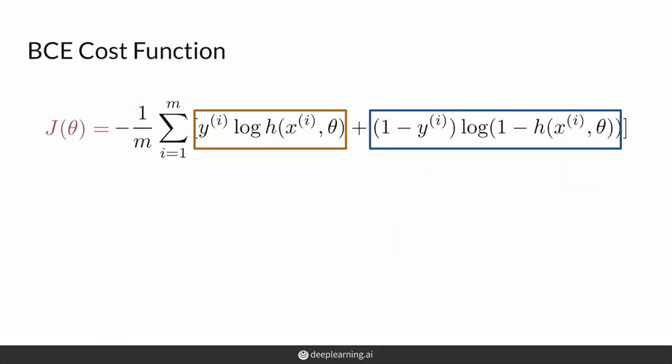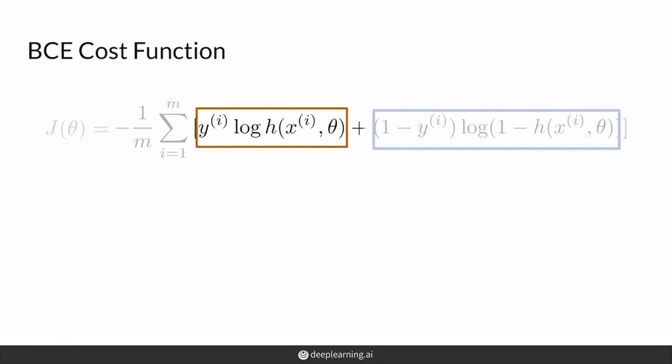In these brackets, you can break these down into two different terms. And so let's look at each of them. So the term on the left is the product of the true label y times the log of the prediction, which is h of x, the features, parameterized by theta for the model. So to understand what this value is trying to get at, let's look at some examples.